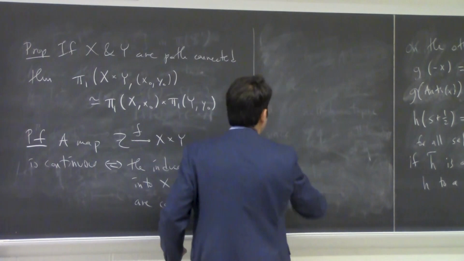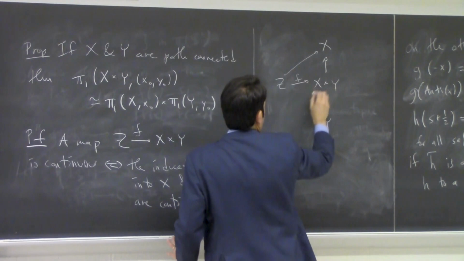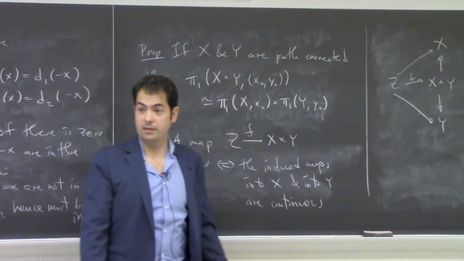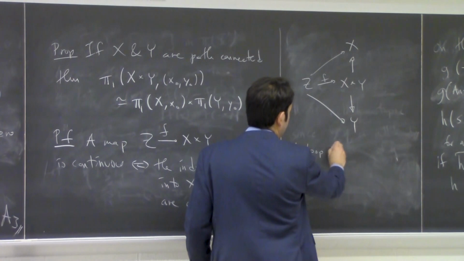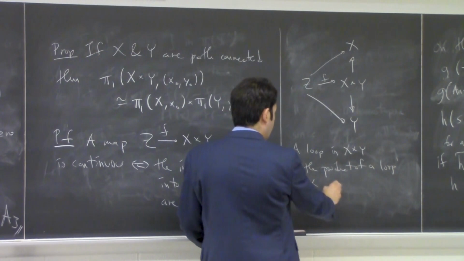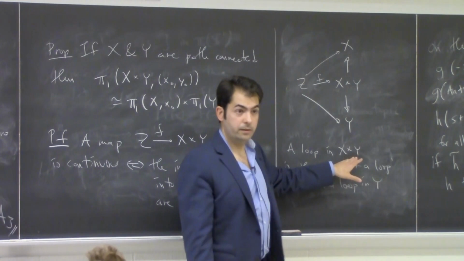what I mean is that you could project onto the left factor, or you could project onto the right factor, and the composition of these maps is what needs to be continuous, right? And this determines the product topology on X times Y. So these are precisely the continuous maps into X times Y. So that means that a loop in X times Y is just the product of a loop in X and a loop in Y. And a homotopy in X times Y is just a product of a homotopy in X and a homotopy in Y.